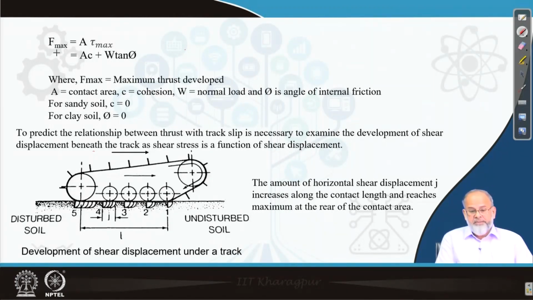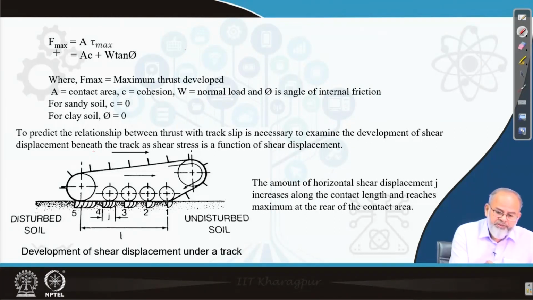Now, when I say tractive effort developed, that means it is a component of shear force which is developed at the contact patch, and shear force is nothing but the shear stress which is developed. And if you know this relationship between shear stress and shear displacement, then knowing the displacement, you can find out what is the shear stress which is developed, and knowing the contact area and shear stress, you can calculate what is the shear force which is developed in the contact patch.